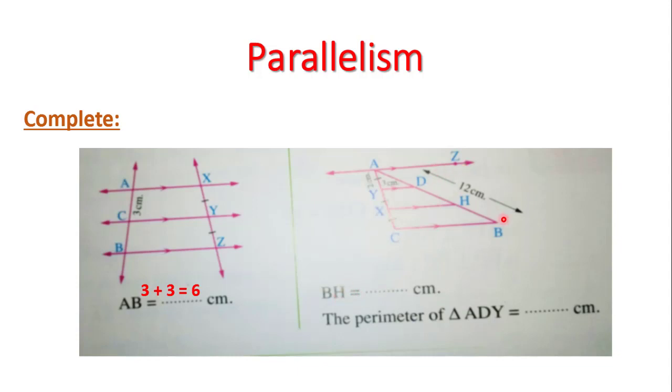So the 12 will be divided equally into 3 parts. So each part is 4 centimeters. So BH will be 4 centimeters. To calculate the perimeter of the triangle ADY, this is 4 centimeters and 3 and 2. So I'll add the length of the sides to get 9 centimeters.